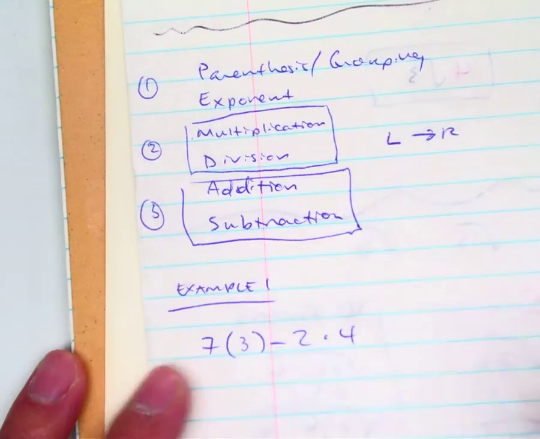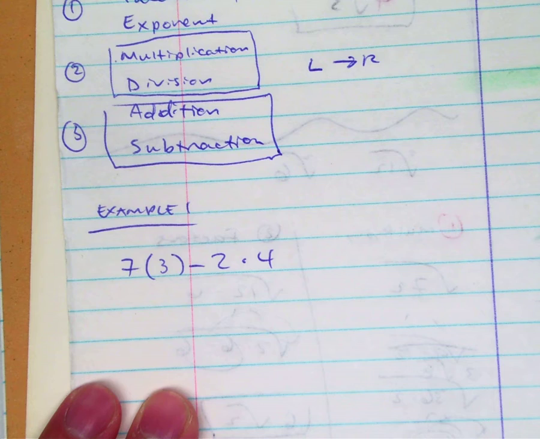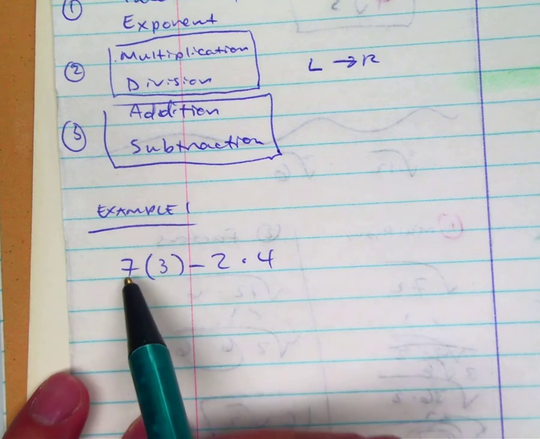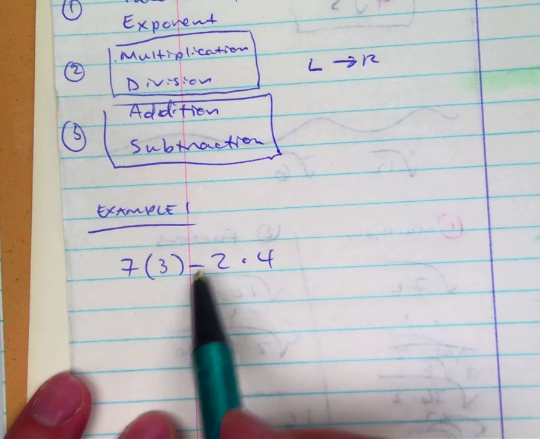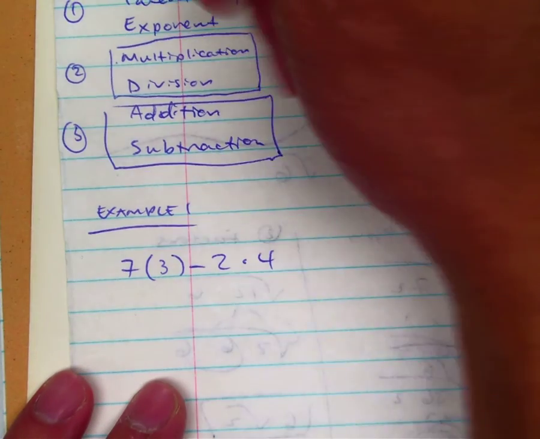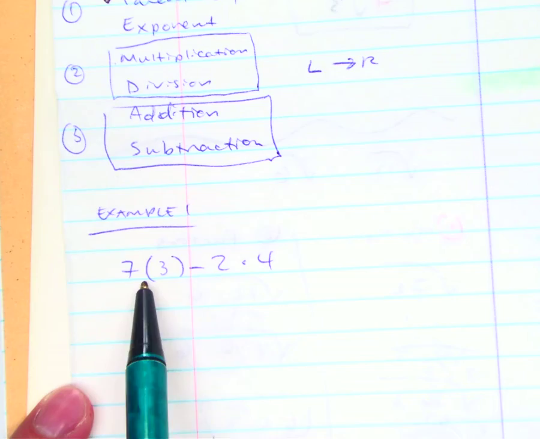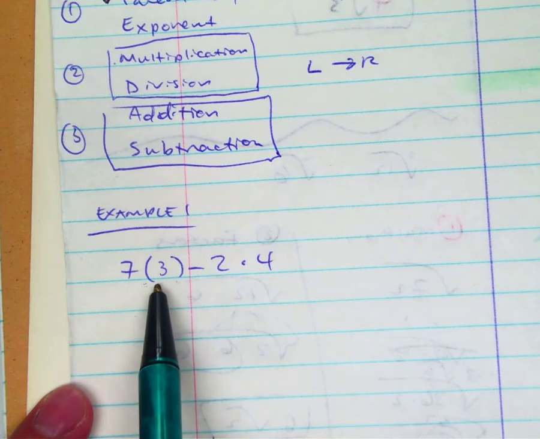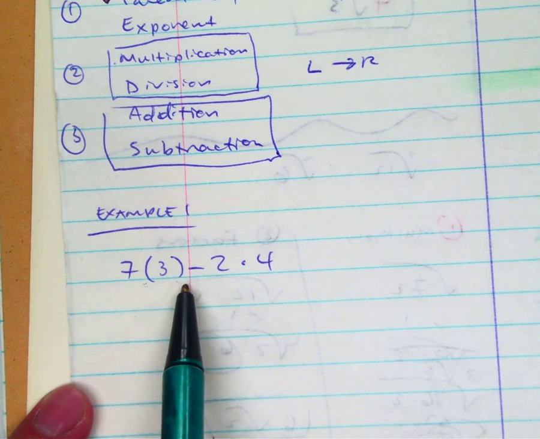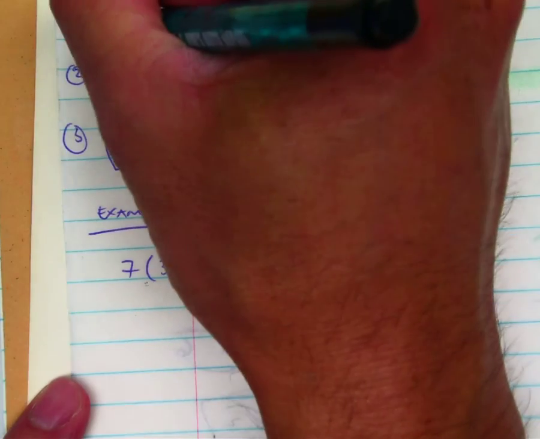You can copy that down. And then you guys will see how I use that list. Example number 1, I have 7 parentheses 3 minus 2 times 4. So when you see a dot, that's multiplication. The first thing I'm going to do is go through this and look for any parentheses. Well, I see a set of parentheses, but I don't see any operations inside there, so I don't have to do anything. I don't see any little numbers, so I don't have to do any exponents.